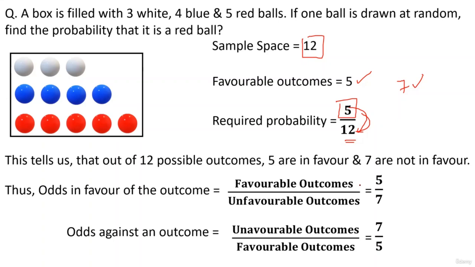Okay, so in this case, we have two more things to understand in probability. The odds in favor of any particular outcome, that is the ratio of favorable outcomes divided by unfavorable outcomes. And in this case, odds against an outcome is unfavorable outcomes divided by favorable outcomes. Okay, that is 7 by 5 in this case. All right, so let's go on further, guys, to the next part.